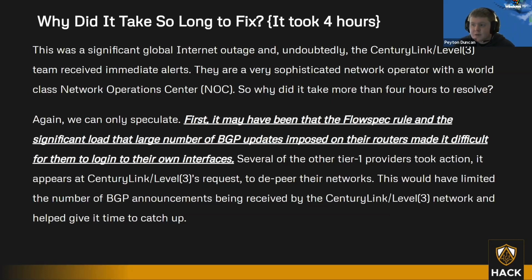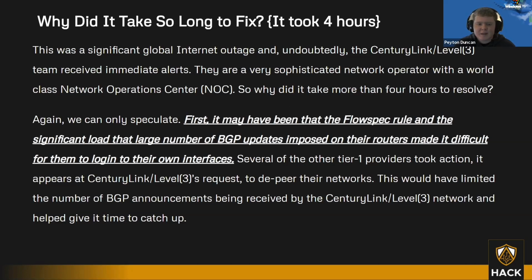So CenturyLink had an outage. Cloudflare, which hosts many of the internet's websites, had an outage because they couldn't get all of their traffic off of CenturyLink. So why did it take so long to fix? I want to go over a little bit of this. They say that they can only speculate on what occurred because the CenturyLink NOC is one of the more sophisticated. They are a very sophisticated network operator with a world-class NOC. So they did a good job in terms of trying to handle this, but they didn't specifically tell Cloudflare exactly the details of everything that occurred.